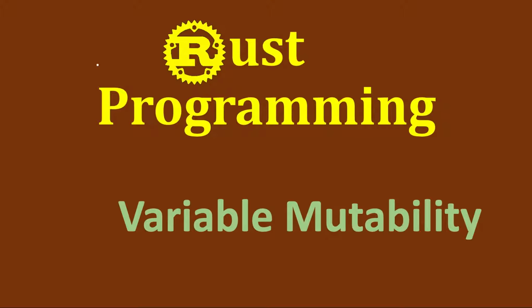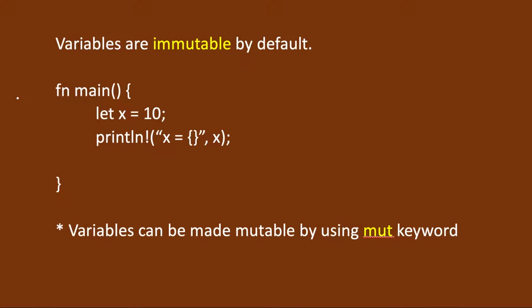In this video, we will study variables in the Rust programming language. By default, variables are immutable in Rust. By immutable, we mean if we assign a value to a variable, we cannot change it, so we cannot reassign a value to it. For example, let's say x is a variable and we assign a value 10 to it. When we print it using the println macro, it will print 10 correctly.